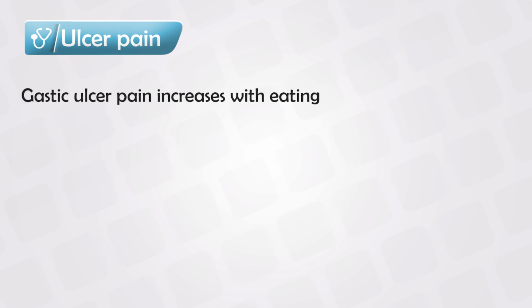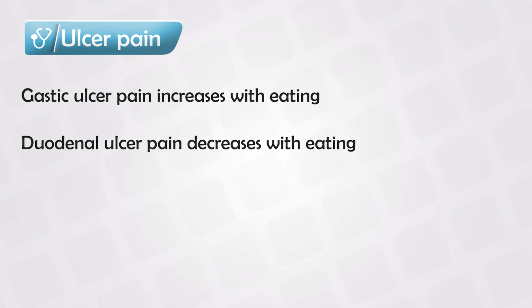A very important tip to differentiate between gastric and peptic ulcer is the pain associated with eating. If the pain increases with eating, this is likely gastric ulcer. And if the pain goes away when the patient eats, this is likely duodenal ulcer.